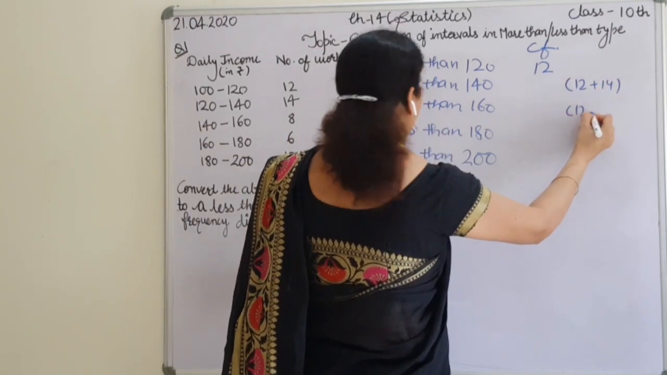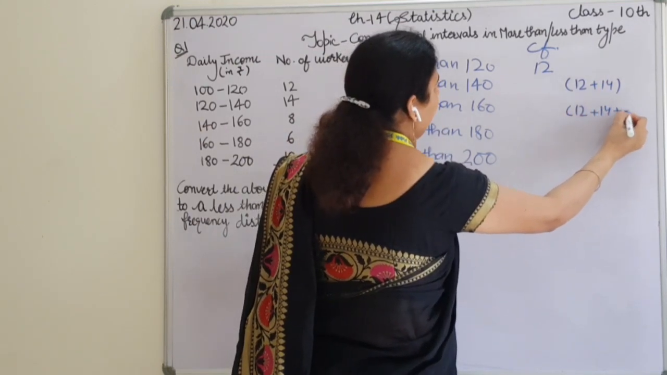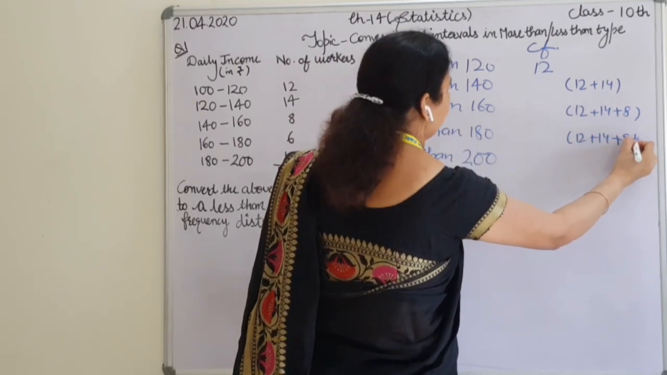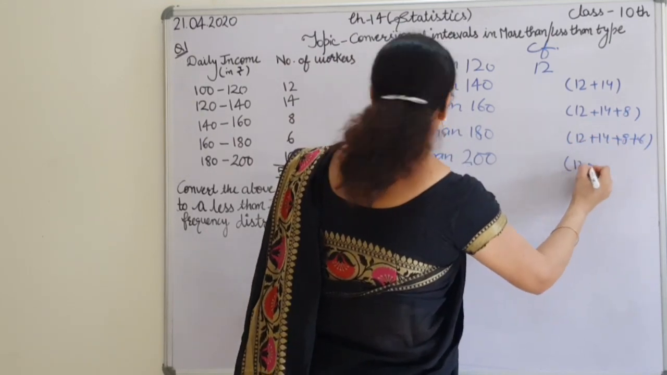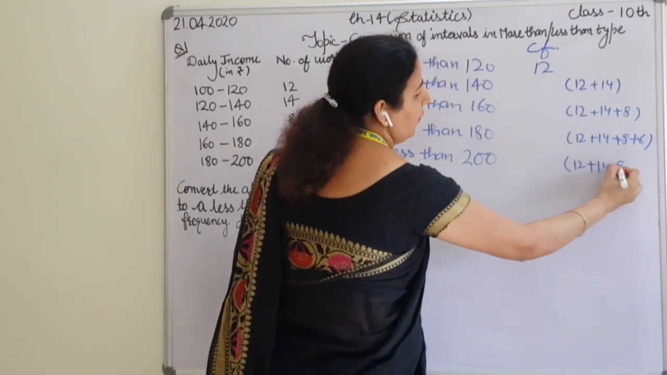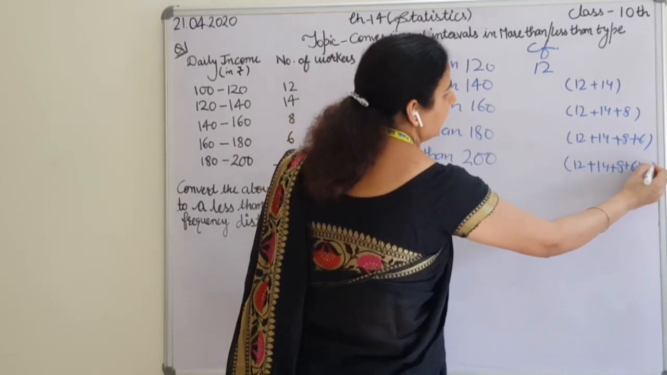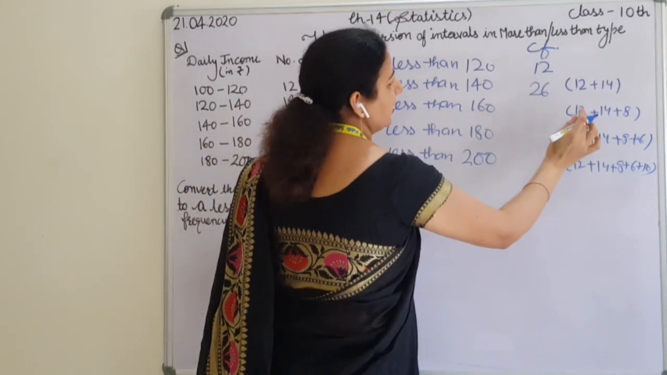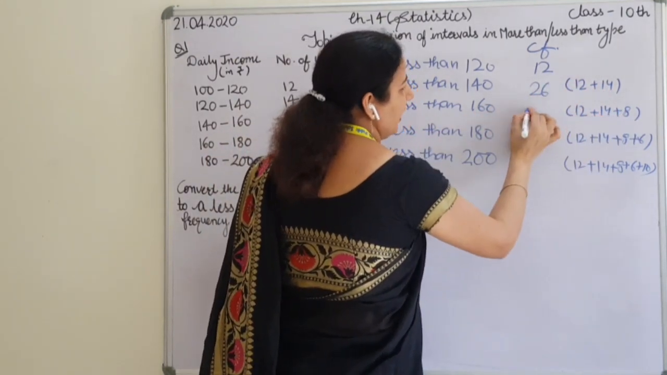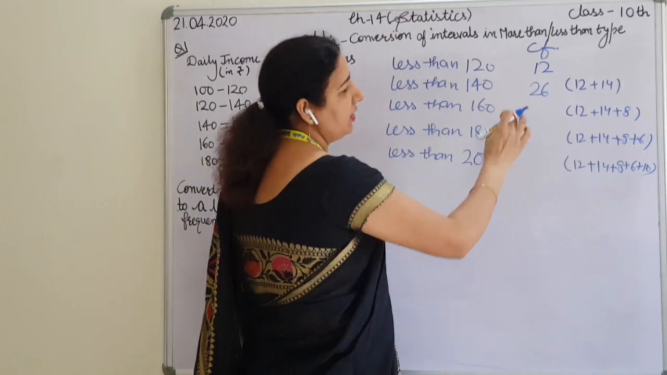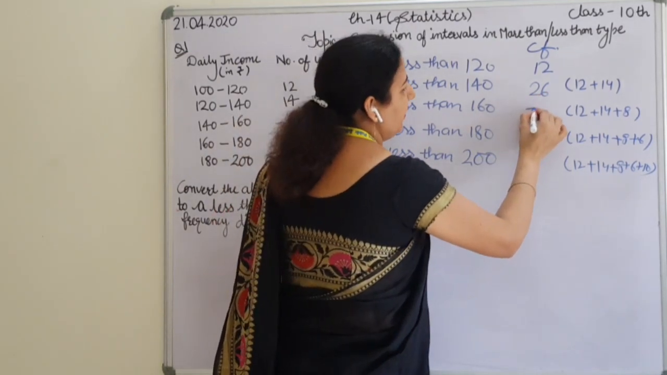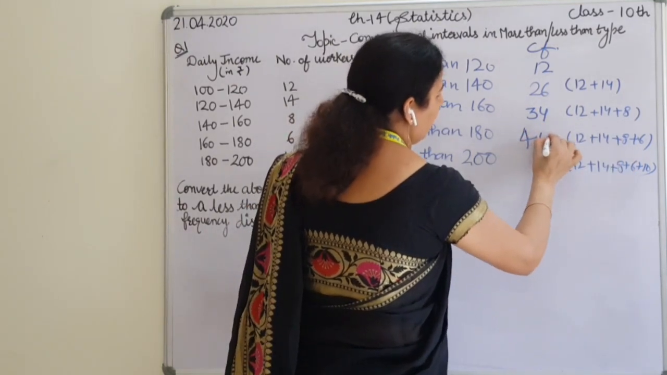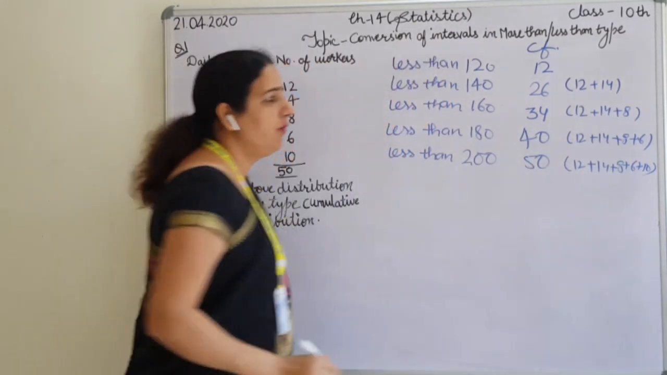For next, it will be 12 plus 14 plus 8. Next will be 12 plus 14 plus 8 plus 6. And the last will be the addition of all these frequencies plus 10. So if you add 12 plus 14, it will be 26. Now 12 plus 14 plus 8, it will be 34. 34 plus 6, it will be 40. 40 plus 10, it will be 50.